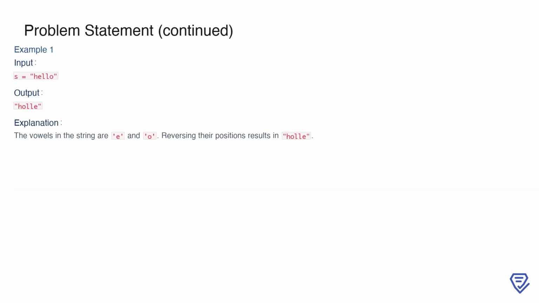Let's look at an example to clarify the problem. Suppose the input string is S equals hello. Here, the vowels in the string are E and O. To solve the problem, we reverse the positions of these vowels while leaving all other characters, such as the H, L, and the second L, in their original places. As a result, the reversed string becomes holle. This example demonstrates the core idea: vowels are swapped, and everything else remains unaffected.